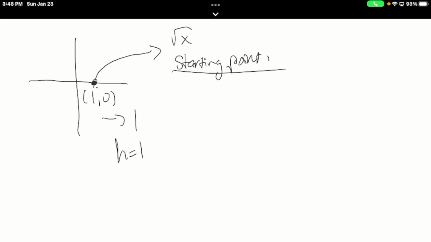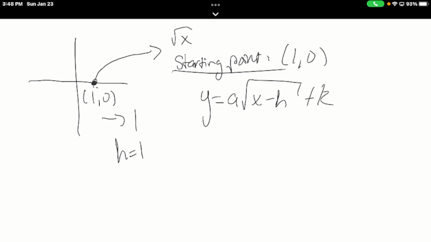So in essence, what I can do is start by giving my general square root graph function, and I'm going to start plugging in stuff when I find it. h I know is 1, so I know that my equation is going to look something like this. And in fact, we already know what k is. k is 0, so I'm just going to get rid of that. So I've got something like this. The only way for me to get the full equation is by identifying another point on the graph.